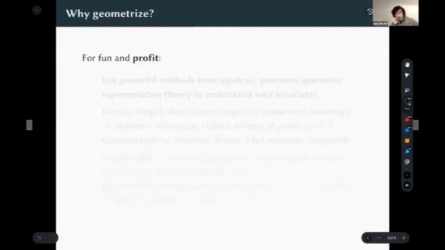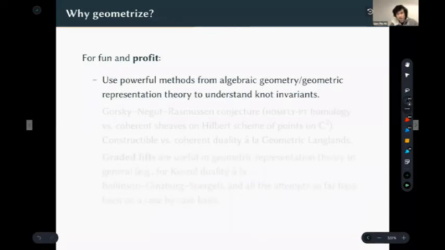Okay, so why do we geometrize? Right? Why do people try so hard to geometrize, and what do we get out of it? So it's for fun and profit. So obviously I don't need to explain the fun part. So let me explain the profit part. Just generally speaking, once you geometrize something, you can use a lot of powerful methods from algebraic geometry and geometric representation theory to understand the original problem.